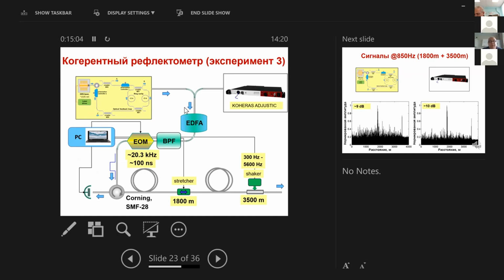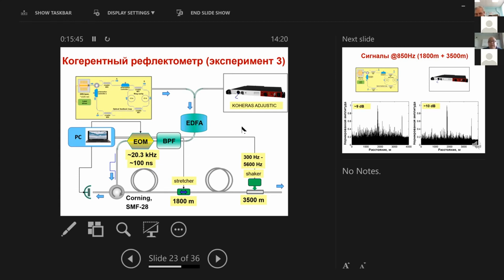Here is our third experiment, where we used our setup and our laser in order to measure the frequency of the vibration. The vibration was applied at the point 3.5 kilometers, and the vibration frequency was changed from 300 Hz to 5,600 Hz. The setup is practically the same, and again we compare the performance of our laser with the performance of the commercial laser.